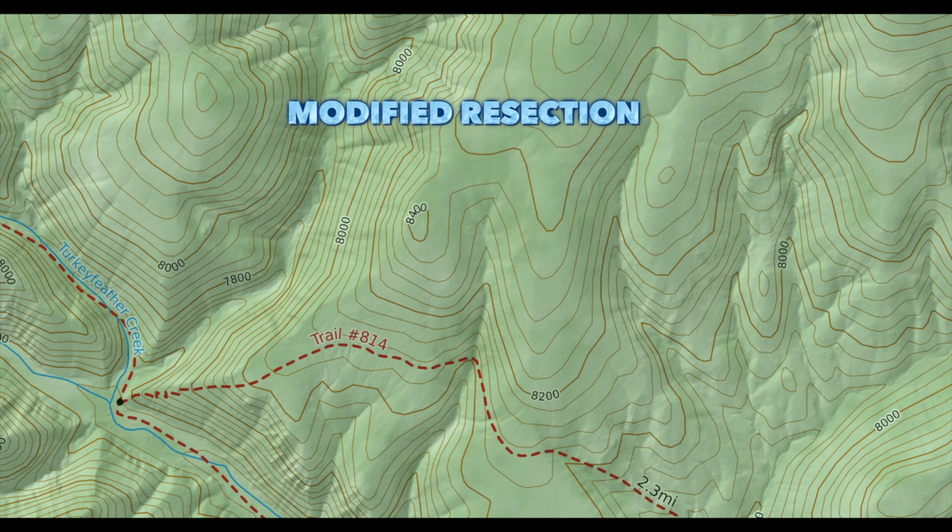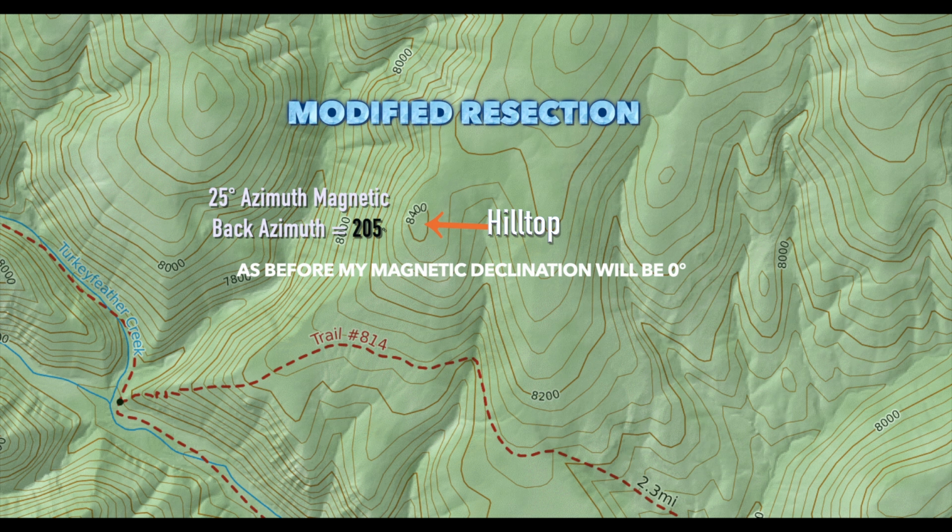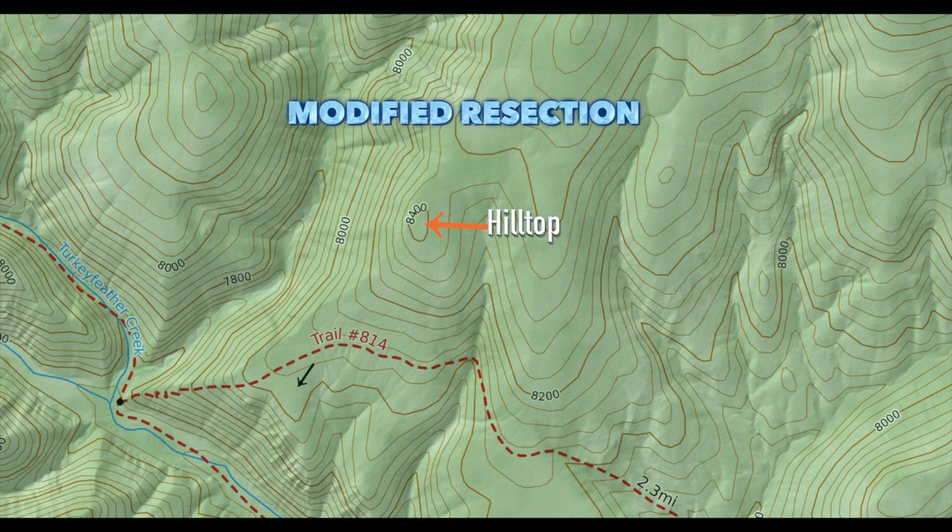Now for modified resection, this is using one known point on the map because we're going to try to find ourselves someplace on a linear feature, a trail, road, or a stream, or a creek. So we find Hilltop 1. We shoot a magnetic azimuth of 25 degrees. Back azimuth is 205 degrees. Again, we'll keep the magnetic declination as 0 for simplicity reasons. And from Hilltop 1, we'll draw our back azimuth of 205, and where it crosses the trail, that's where you're located.